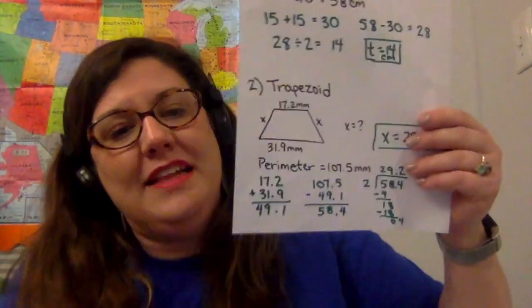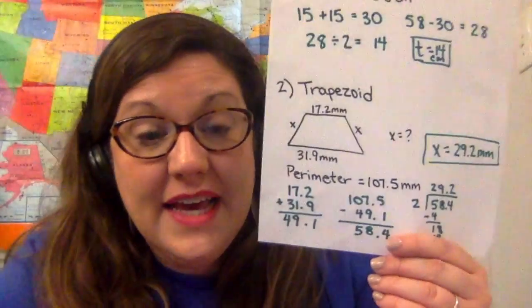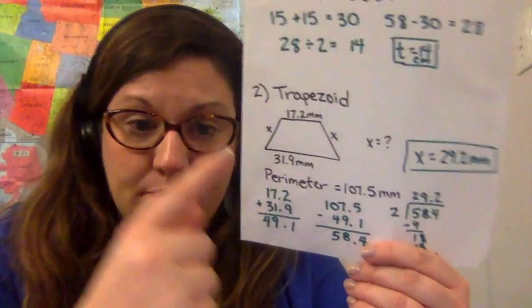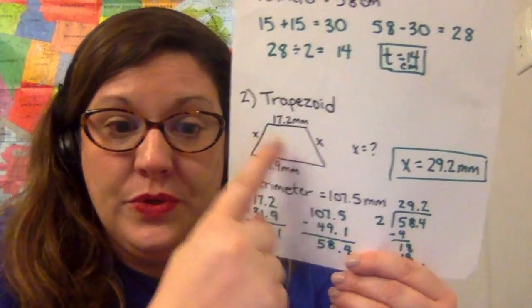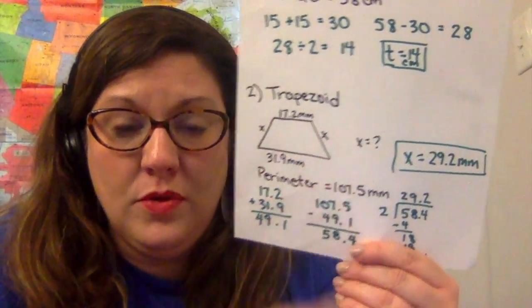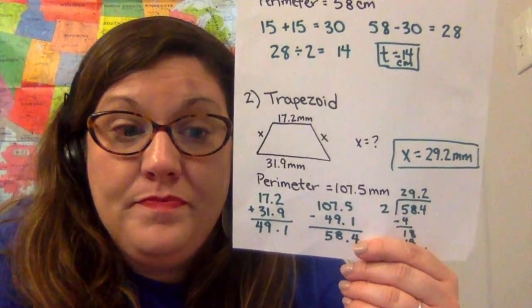All right, let's take a look at a trapezoid. This particular trapezoid is isosceles. It's isosceles, I know, because these two sides are labeled with the same variable, x. So that means they're the same length.